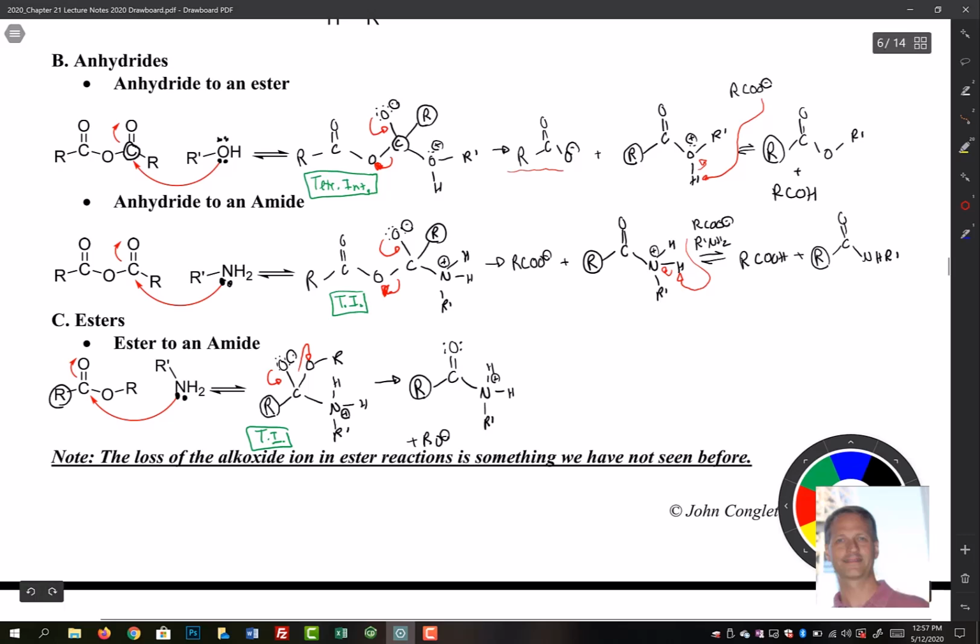leave. Now, the last thing that we do over here is we grab our RO minus, or your NH2 here, and you come over here and you're going to grab a proton to give you your final product. So here you have an ROH plus your R carbonyl, and then your NHR prime down here below. So you get your alcohol plus your amide here.